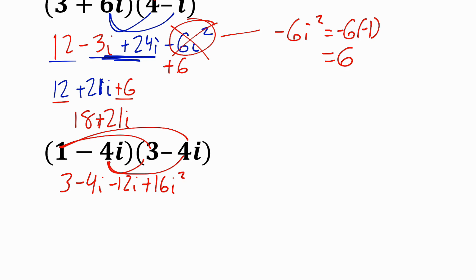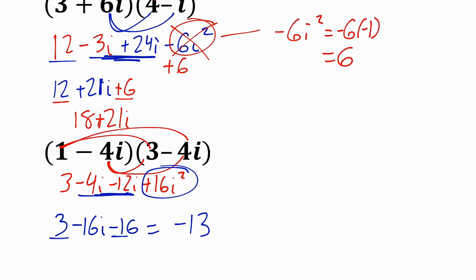Combining like terms that we can do so far, nothing's like 3 yet. We got negative 4i minus 12i giving us negative 16i. And then this plus 16i squared. Again, i squared is negative 1, so it's really plus 16 times negative 1, in other words, minus 16. So when we combine the 3 and the negative 16 together, we end up with negative 13 minus 16i. And I'll put a box around it.